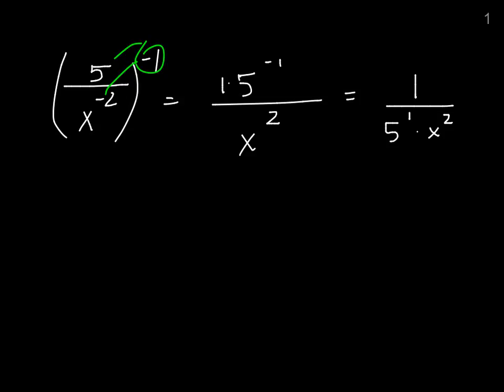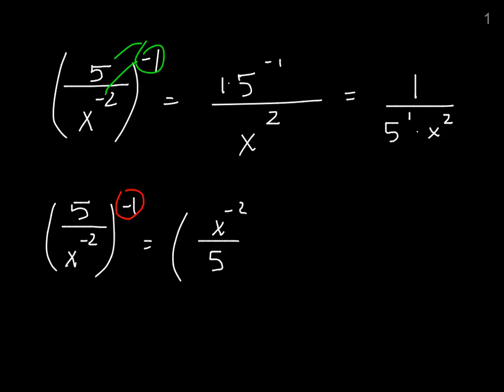Another way of looking at this is to, so I'm going to rewrite it over here, 5 over x to the power of minus 2, all of which is to the power of minus 1. Another way of looking at this is to say, okay, well this negative 1 here, my exponent, this negative means take the reciprocal of this fraction in the brackets. So I'm going to rewrite all of this as x to the power of minus 2 over 5 to the power of positive 1. So what happened is I flipped the fraction in the bracket, I took its reciprocal, and I changed the exponent outside the brackets from negative to positive.